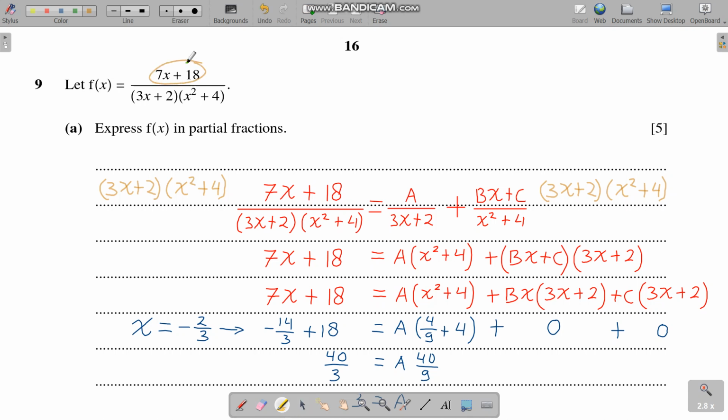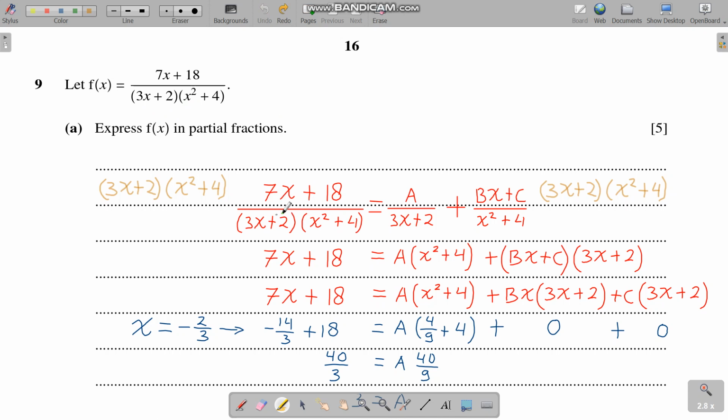The order in the numerator is less than the order of the denominator. Order means the highest power of x. Highest power of x here is 1. Highest power of x here is, after we expand, 3. So this is a proper algebraic fraction. We don't need to use long division. We can just go ahead with the partial fractions decomposition.